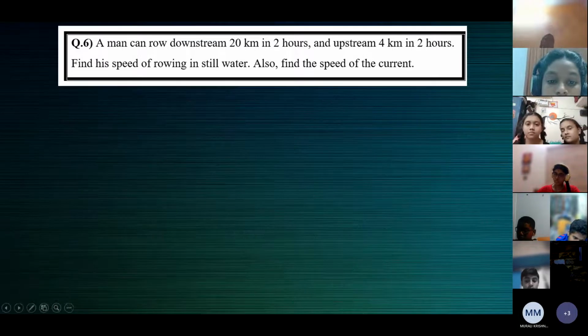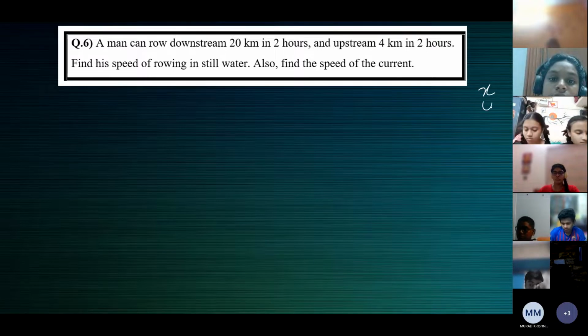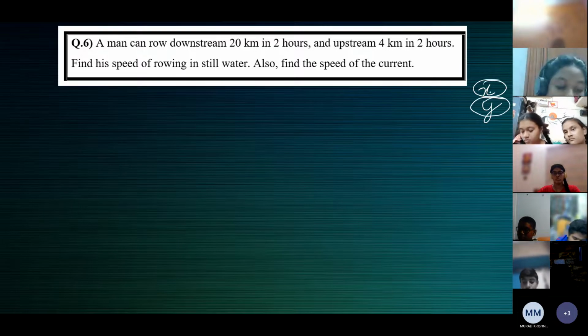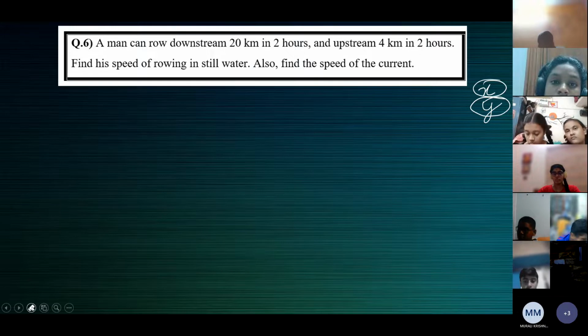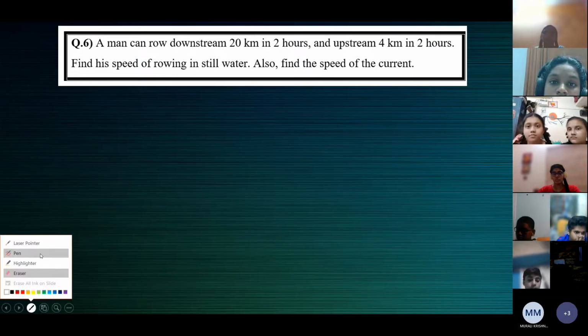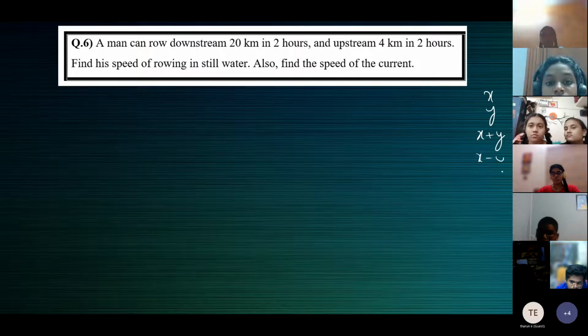Yes, ma'am. Now let's construct the equation. So much was the assumption. x, y, x plus y, x minus y. x is the speed of the boat in still water. y is the speed of the water. This is the speed of the boat, this is the speed of the water, individually, separately. So x, y, then x plus y downstream, x minus y upstream.